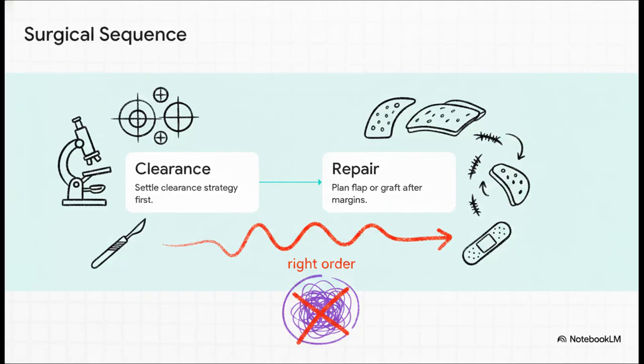This is absolutely crucial to understand. Achieving margin clearance directly dictates how your surgeon plans the reconstruction. Step 1. Settle the cancer clearance strategy. Step 2. Plan the flap or graft repair. Basically, reconstruction planning strictly follows the cancer clearance strategy. The repair should not outrun the margin information, because if you move nearby tissue to close a wound before you know the margins are clear, a later re-excision becomes incredibly complicated.